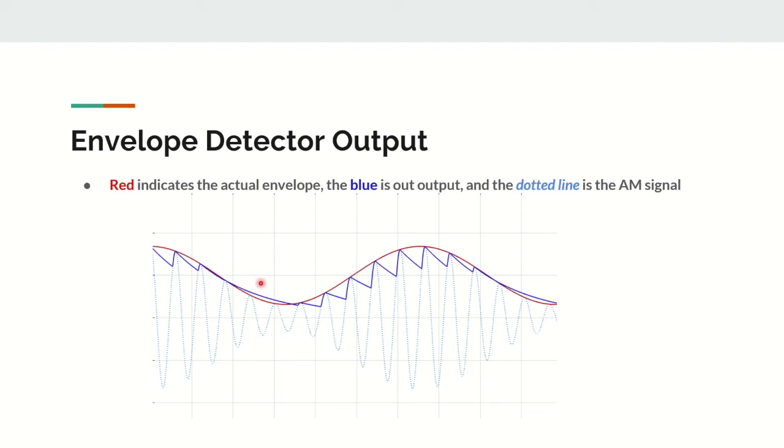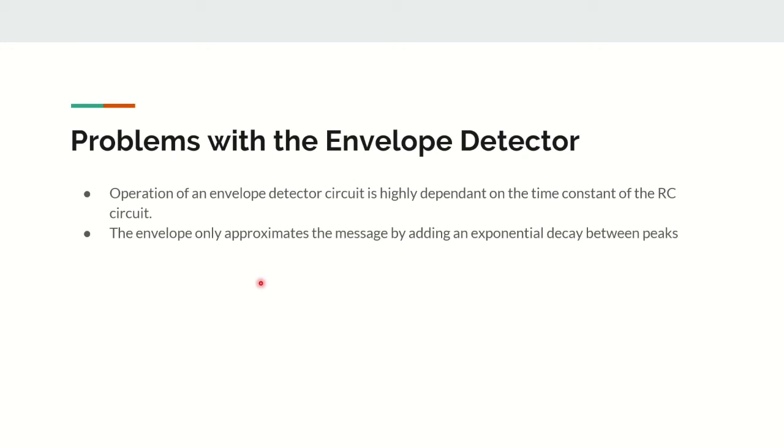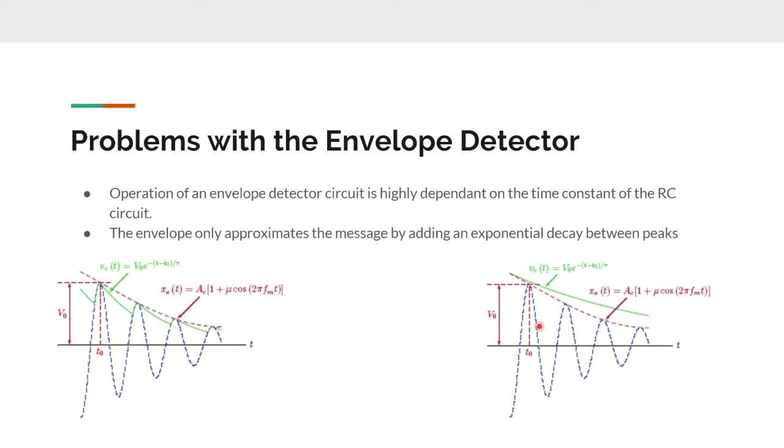So, of course, there are some problems with this. This isn't a perfect reconstruction. The envelope detector is highly dependent on the RC time constant. So if the RC time constant is either too high or too low, the actual output will be either too high, as seen here, or too low. And it only approximates the message signal by adding the exponential decay between peaks, so it is not perfect.